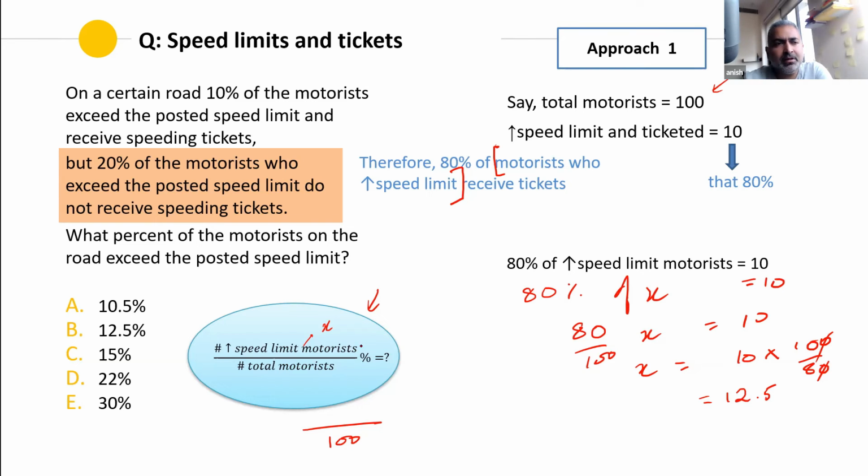How come I'm getting a decimal? Because I took the total motorists to be 100. That's why I'm getting a decimal, which tells me that the actual number of motorists will not be 100. Maybe it will be 200 or something like that. But anyway, I have to figure out a percentage, so I don't mind. I plug in that 12.5 here and times 100. That's my percentage. So the answer is B, 12.5%.